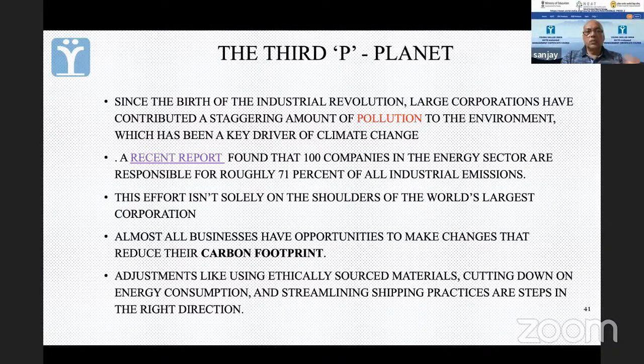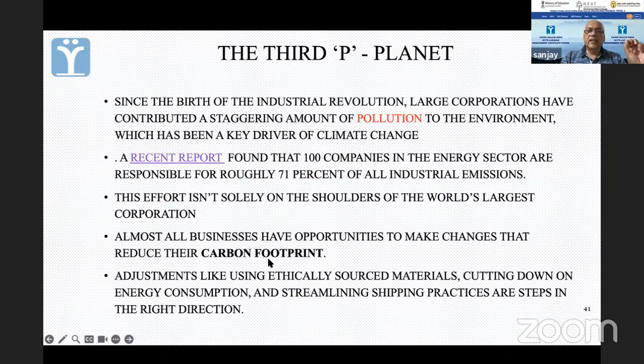So one thing we need to remember is that though these companies actually have to contribute much more to cleaning up their act, there is something which each and every business can do. It's not as if we just wait for the bigger companies to get their act together and do something. Everybody can actually do this. And they have to make adjustments to reduce what is known as their carbon footprint.